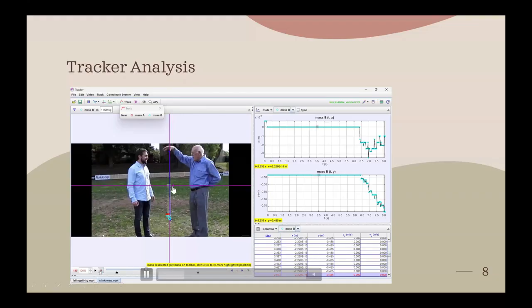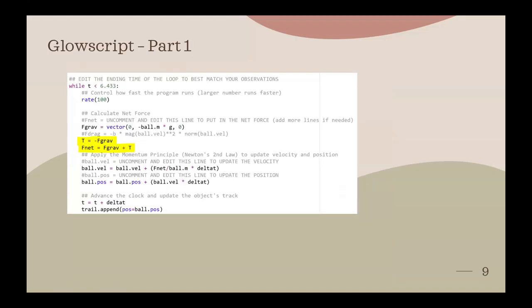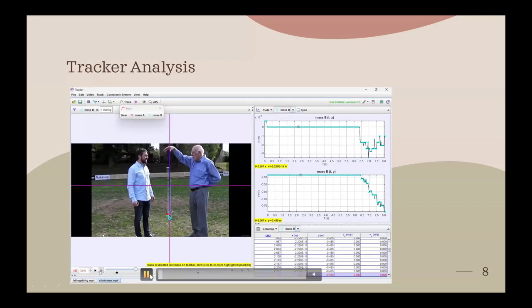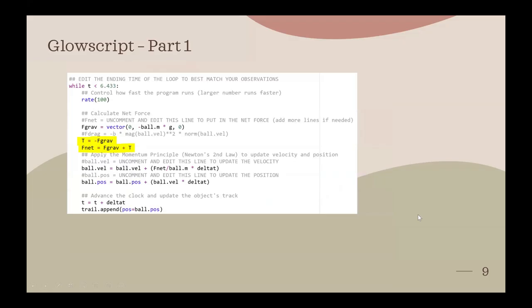And as you can see, the bottom of the slinky is staying constant until there's a point here where gravity overcomes the tension and compression force and it falls down to the ground. So I used Tracker here to track the motion of the slinky. And then I used GlowScript. And because there are two different sections, where the bottom is stationary, and then it's moving, I actually separated my GlowScript analysis into two sections.